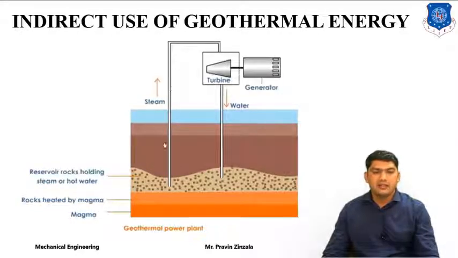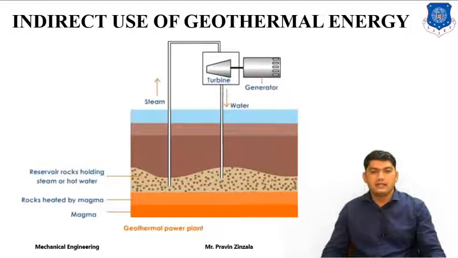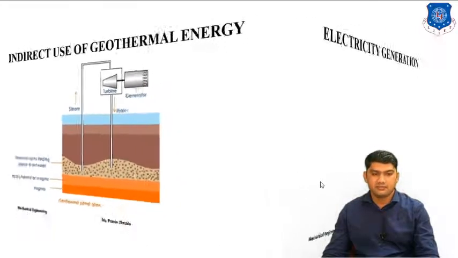By drilling, we can get the steam, and the steam expands in a turbine. After expansion in the turbine, we have to inject it back into the earth because it is one type of polluted source, so we cannot exhaust it directly into the atmosphere. We inject the remaining vapor into the earth, and with a generator we generate electricity.